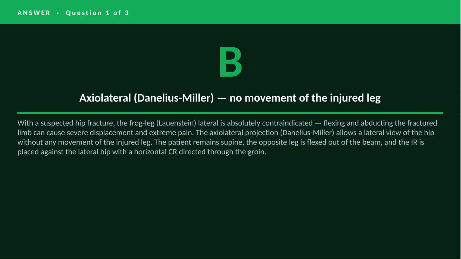The axiolateral allows a lateral view of the hip without any movement of the injured side. Patient supine, opposite leg out of the way, IR against the lateral hip, horizontal CR through the groin. This is the only safe option.